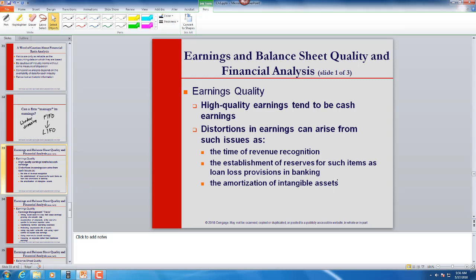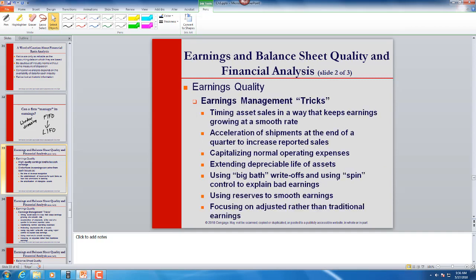Distortion in earnings can arise from such issues as time of revenue recognition, which is again the FIFO, LIFO thing, and amortization of intangible assets. Intangible assets mean goodwill. Somehow you think that people have goodwill for you. Now, these are earnings management tricks.